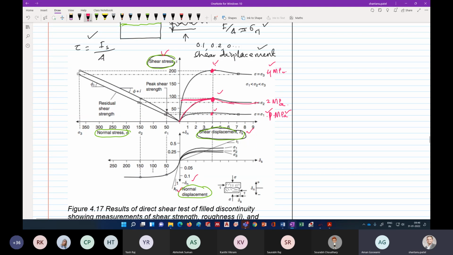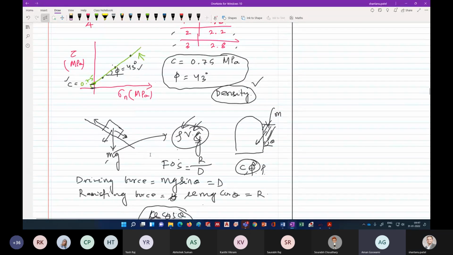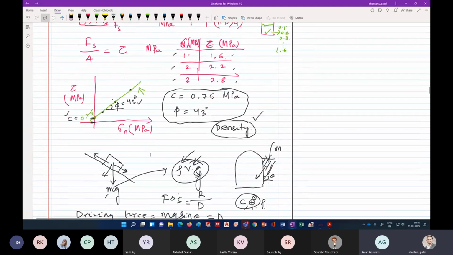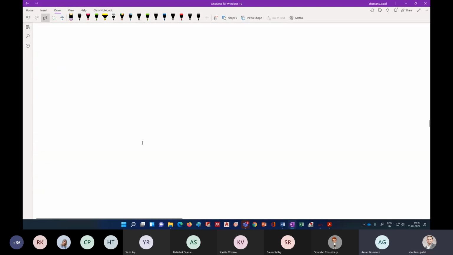Okay, and then as I said, we use this thing, those points, to get our C and phi value. Okay, but on top of that, if you want to learn more, you just Google this normal stiffness and shear stiffness kind of thing.